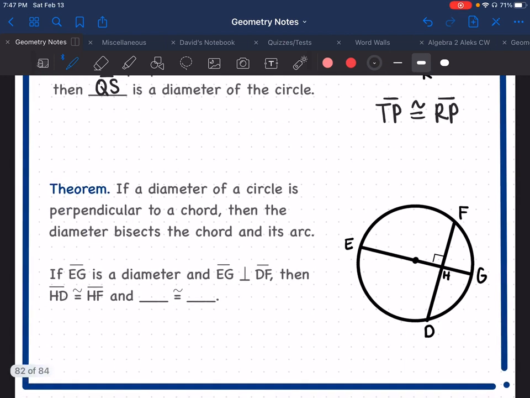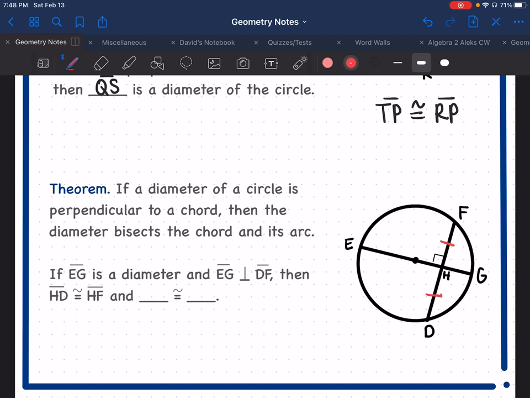All right, our third theorem for today is if a diameter of a circle is perpendicular to a chord, then the diameter bisects the chord and its arc. So this theorem is very similar to the other one. Let's go ahead and take a look at it. So we can see that EG is a diameter because it's going through the center of our circle. We can also see that EG is perpendicular to FD because it is marked with a 90 degrees. Therefore, HD and HF are congruent. Let's go ahead and mark that.